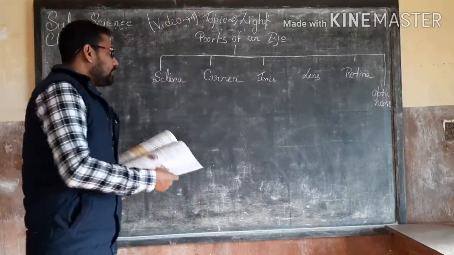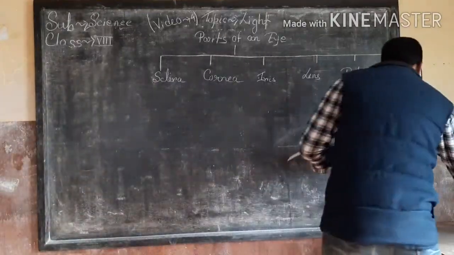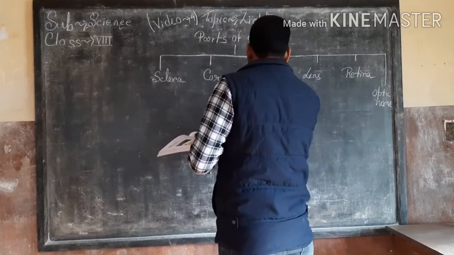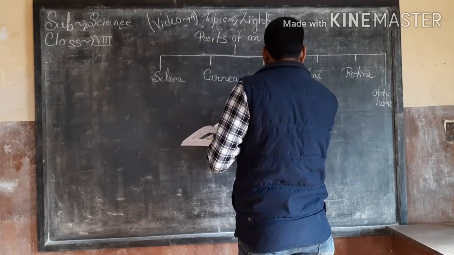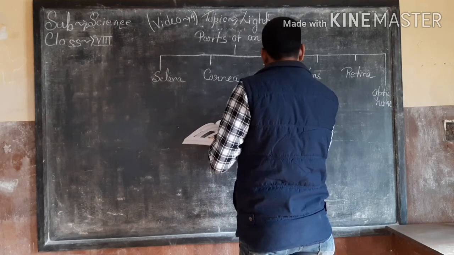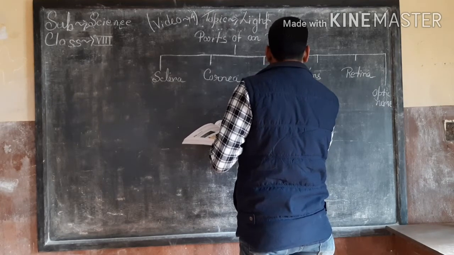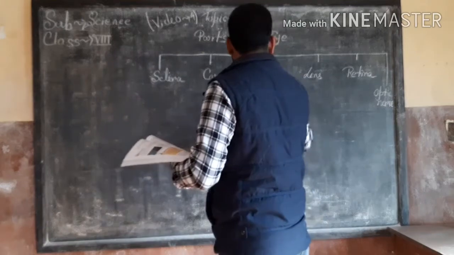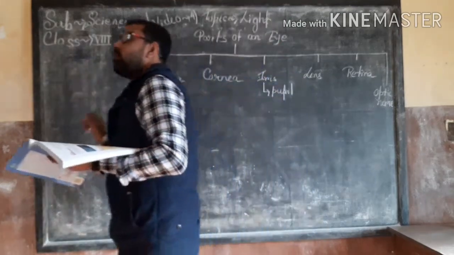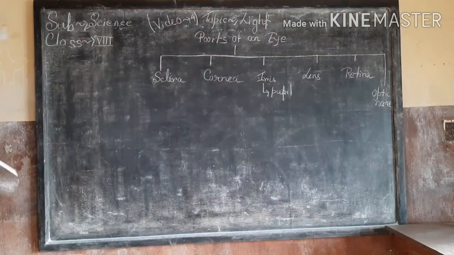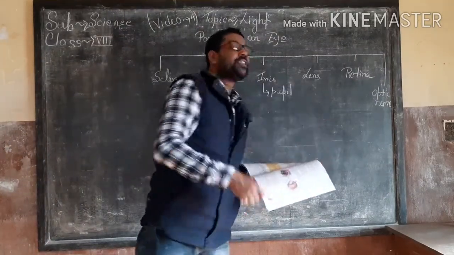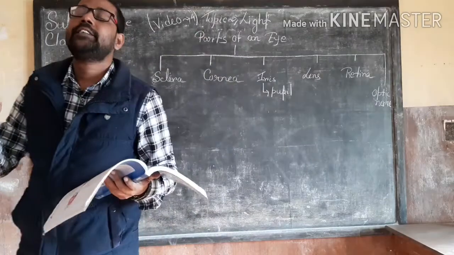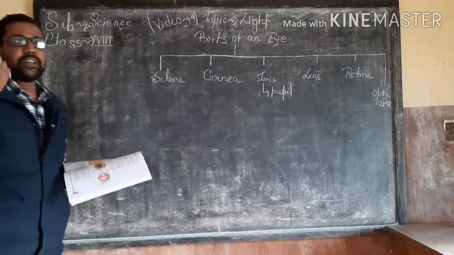So this iris also contains the part that is the pupil, and it is nothing but a teeny hole which is present in the center of the iris, and with the help of the pupil the iris adjusts the entering of light into our eyes.